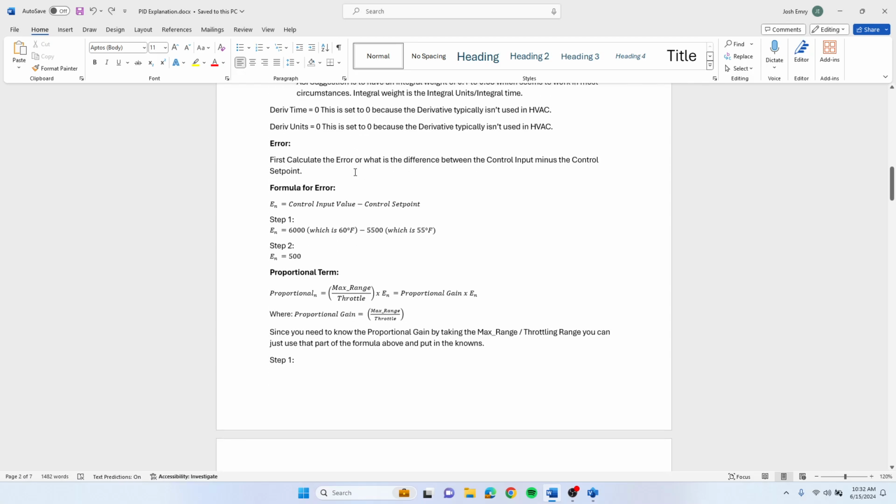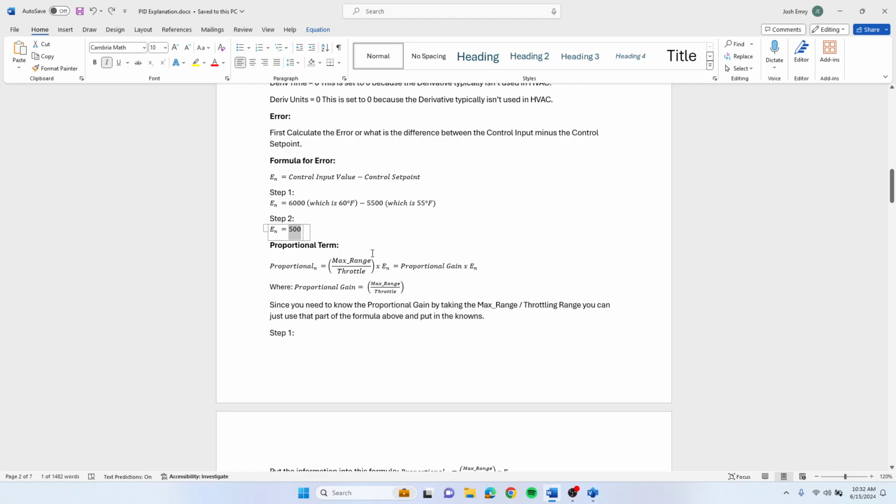So the very first thing we got to do is figure out, well, what's our error? So if we're putting out 60 degree air and our set point is 55 degree air, well, we just take 6,000 minus 5,500, which is 60 degrees Fahrenheit minus 55. So our error is 500. So our proportional term is just this proportional part, which is max range divided by throttle. So this is our gain, our proportional gain. And we're going to take that times our error. So times 500. So max range is 255 divided by 2,000. And then we're going to take that times our error.